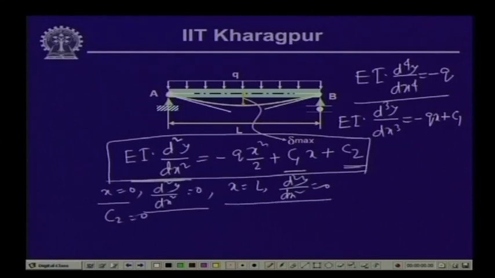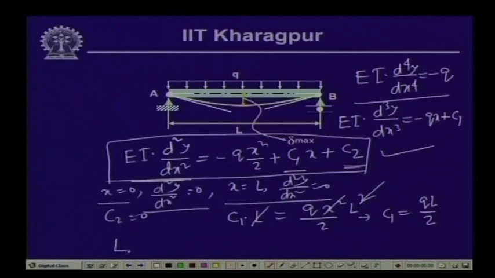Now, if we substitute this, that at x equals L, d2y/dx2 equals 0, we get C1 into L is equal to q x square by 2, and x is L. So, this is L square by 2. So, L square gets cancelled. So, this gives us that C1 is equal to qL by 2. Hence, the expression that we get is EI d2y/dx2 equals qL by 2 x minus q x square by 2.